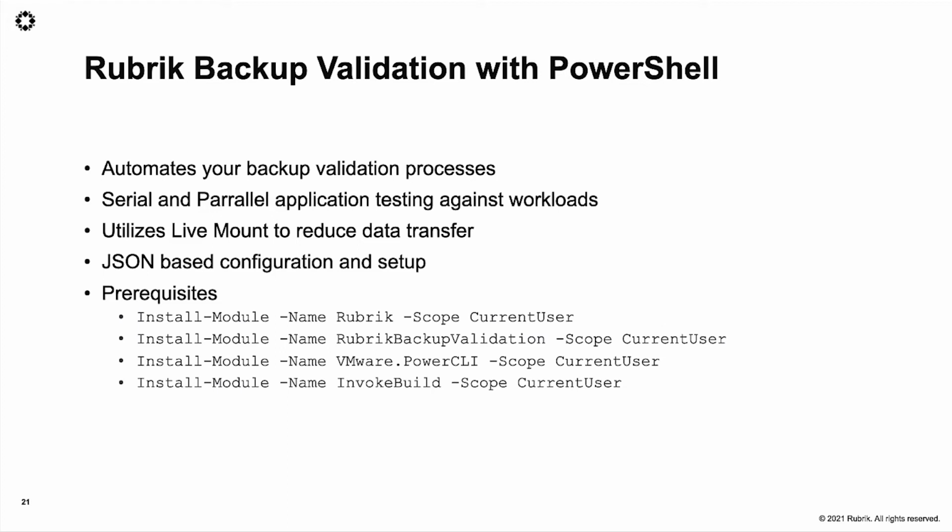So let's talk a little bit about what the Rubrik backup validation use case actually does, and how it's laid out. Well, number one, it's going to automate that backup validation process for us. It utilizes our live mount functionality, which means we don't have to wait for the data to traverse the network, and we won't consume valuable production storage during the process. The whole process really just utilizes a few different PowerShell modules, and it's completely configurable with a few different JSON-based config files.